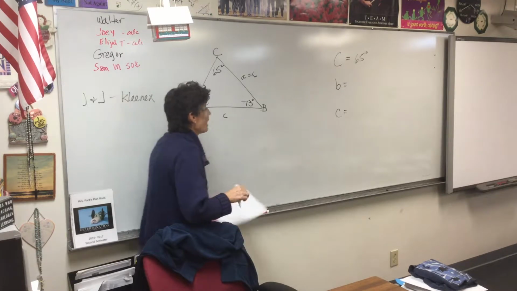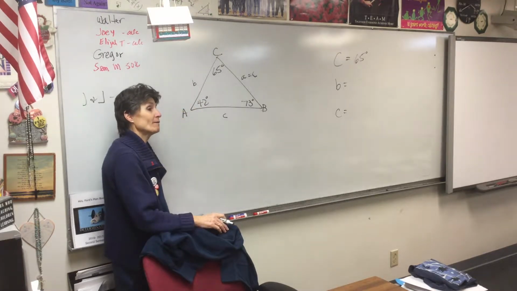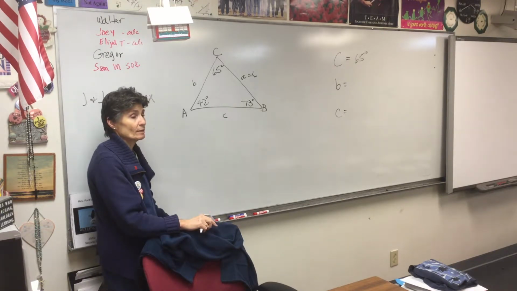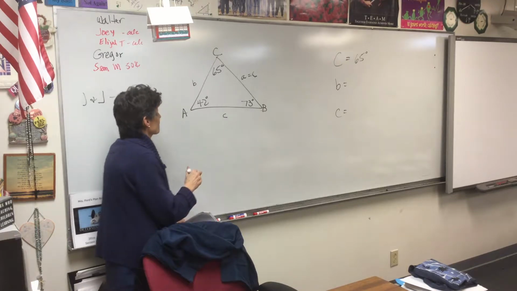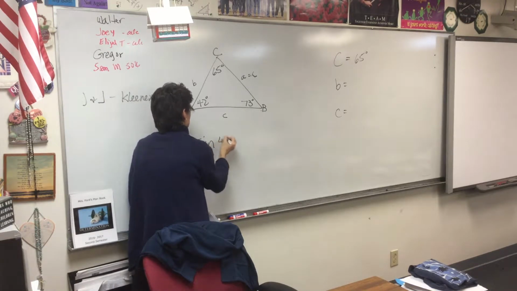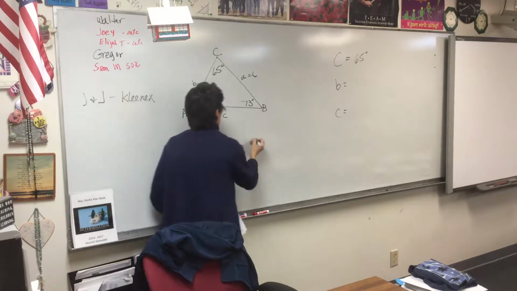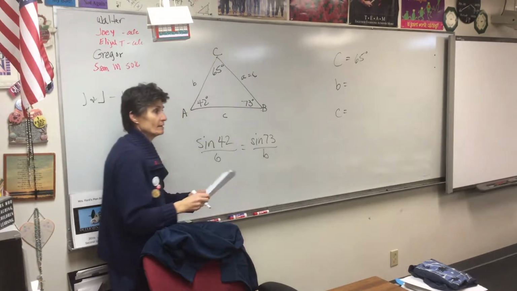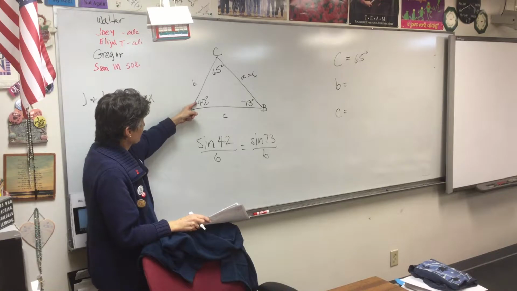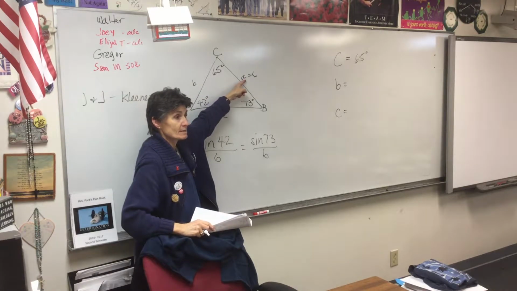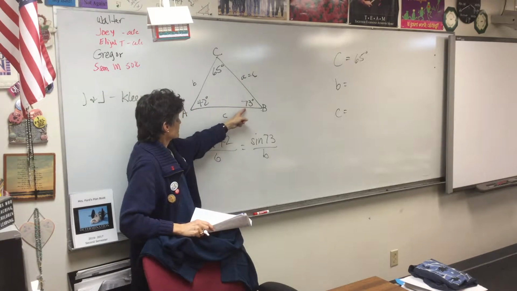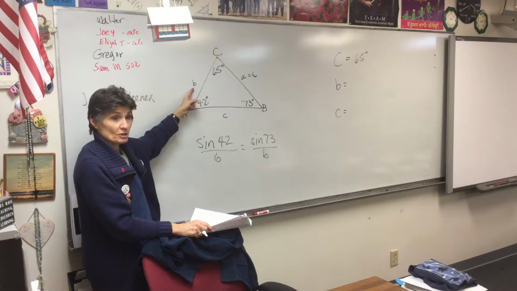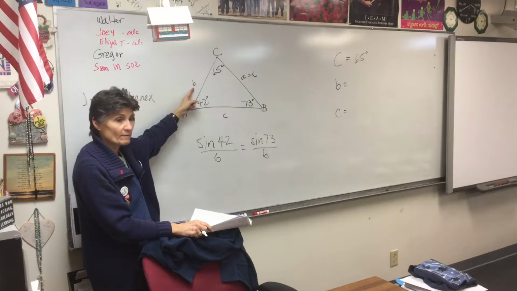Okay, now what? How are we going to go about finding the sides? Think about yesterday's conversation. Shelley? Sine 42 over 6 equals sine 73 over b. All right, so first of all, let's take a look at what she did. She said sine 42 over 6 equals sine 73 over b. Is she okay? She's totally fine.